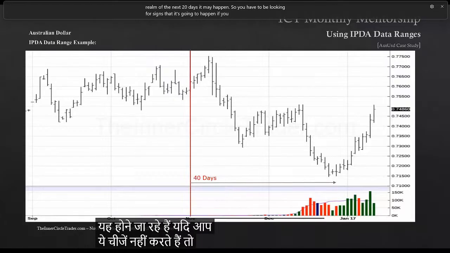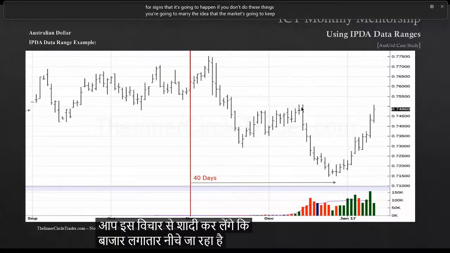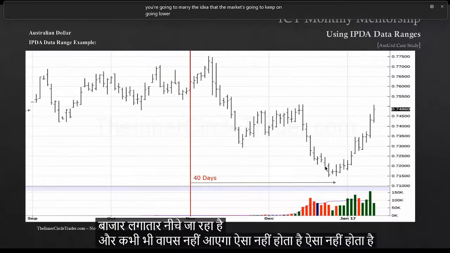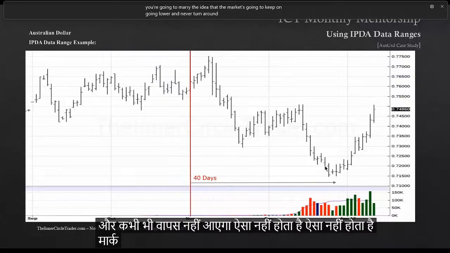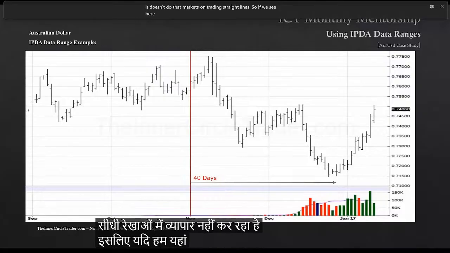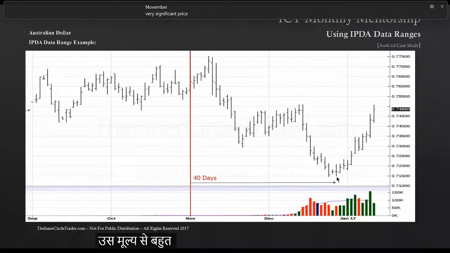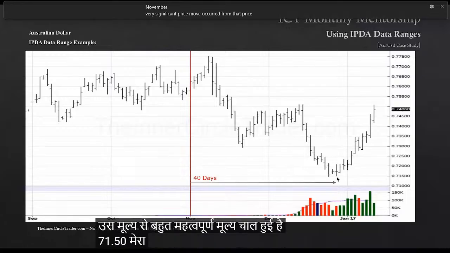If you don't do these things, you're going to marry the idea that the market's going to keep going lower and never turn around. It doesn't do that. Markets don't trade in straight lines. So if we see here, on this day, this is 40 days out from the beginning of November. A very significant price move occurred from that price, 71.50.